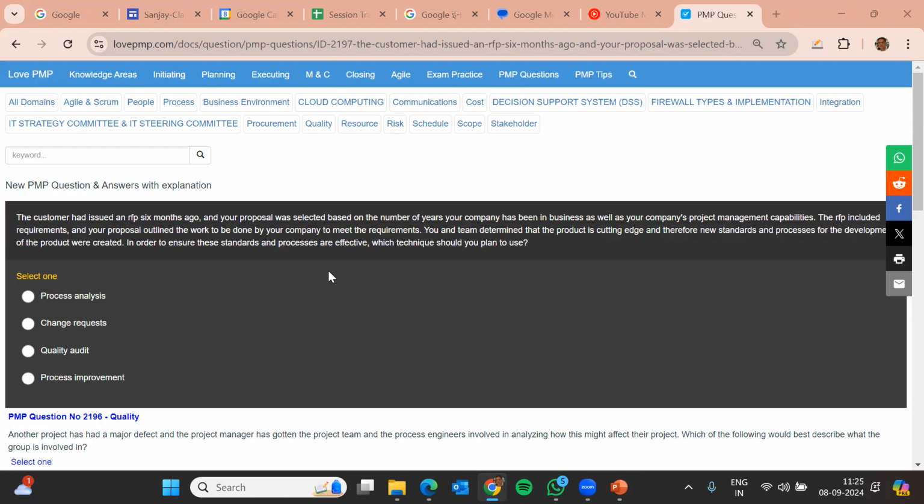Change request will not be it, because there is no question of change request. Process analysis also will not be, because we will be adding new processes or improving processes.